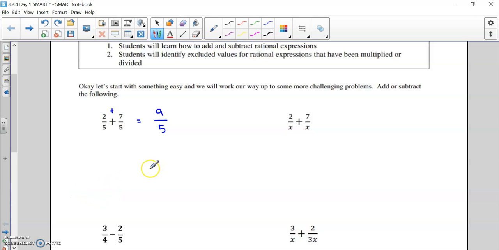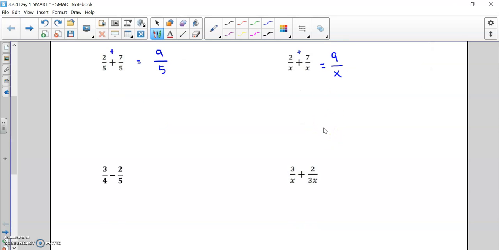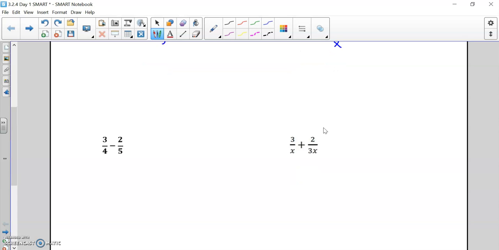All right, so let's work with another one. Here's another very basic example where we can just go ahead and add because the denominators are already the same. So 2 plus 7 is 9, and then the denominator will just be x. All right, moving on to something slightly more complicated. 3/4 minus 2/5. So here we don't have common denominators, and so we're going to have to do a little bit of surgery in order to make the denominators the same.